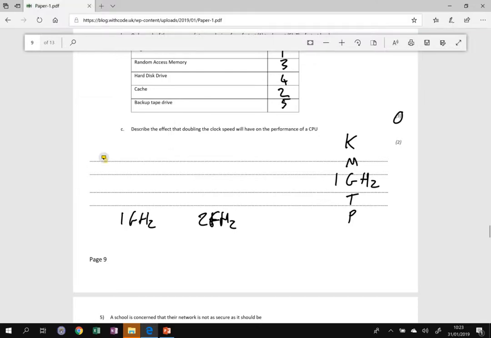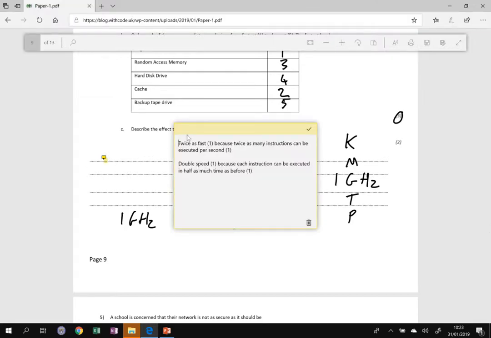So what can we write to get the marks? You could say either of these two. If you double the clock speed, then the CPU will be twice as fast. It will execute instructions twice as fast, because twice as many instructions can be executed per second. Or another way of phrasing that, you could say it's double speed. You'd even get a mark for saying it's faster, because each instruction can be executed in half as much time. You can't get any marks if you talk about doing more things at the same time. We're not talking about parallelism here. It means doing more instructions per second.